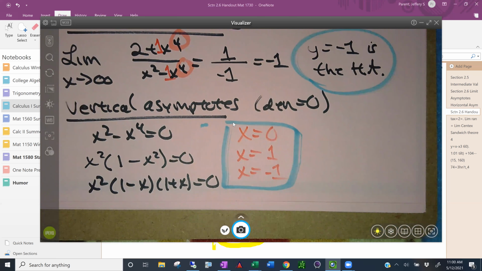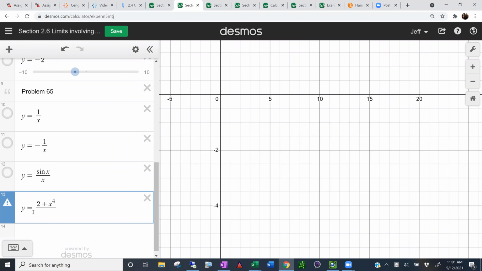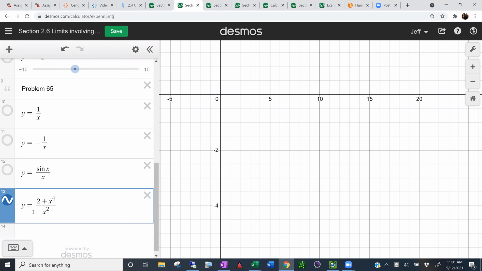I thought I had this one programmed in. Maybe not. All right, give me a second here. So obviously you can graph this on your graphing calculator. I'm choosing to do it on Desmos. To get it in, you highlight this term in the numerator, then you hit the division key, and divide by x squared minus x to the fourth.